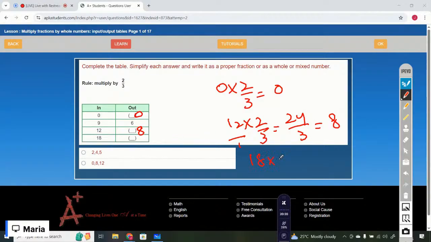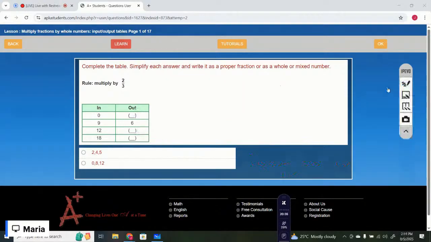That is 18 times 2 over 3. 18 times 2 is 36 over 3. 36 over 3 is 12. So the missing values are 0, 8 and 12. Option number 2 is the correct option, that is 0, 8 and 12.